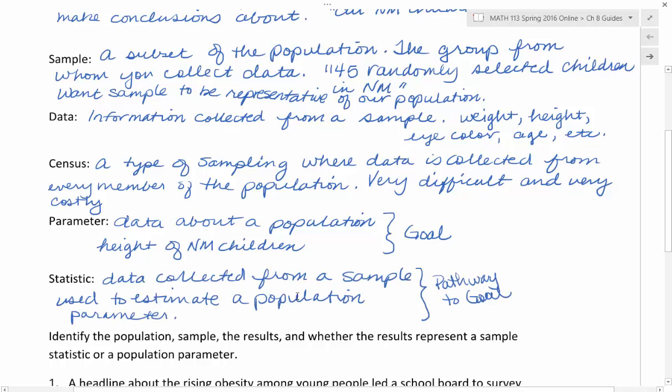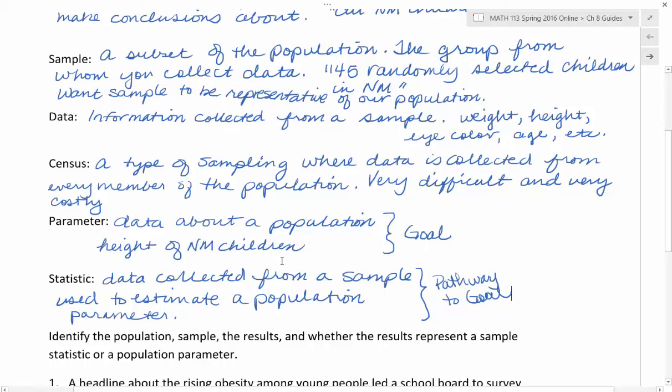A statistic is data that we collect from a sample. So we use that data. It's not from the entire population, but it's from a subset of the population called a sample, and we use that data to make conclusions or to guess what a population parameter is. And so our goal is to be able to tell us something about our population. For instance, we want to know the height of New Mexico 8-year-olds.